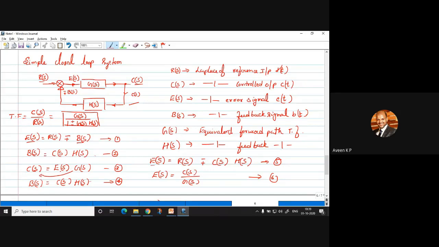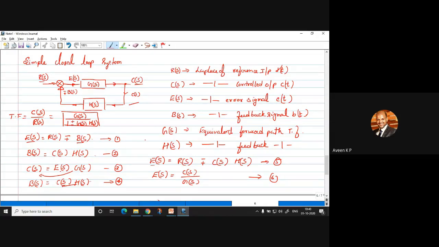And what does C of S? C of S is nothing but E of S into G of S. Okay. Now what I will do, I will write the same. B of S is equal to C of S, H of S. And I will consider E of S is equal to, let me write this equation. First equation, E of S is equal to R of S minus or plus C of S, H of S. So B of S, I will be writing this term.